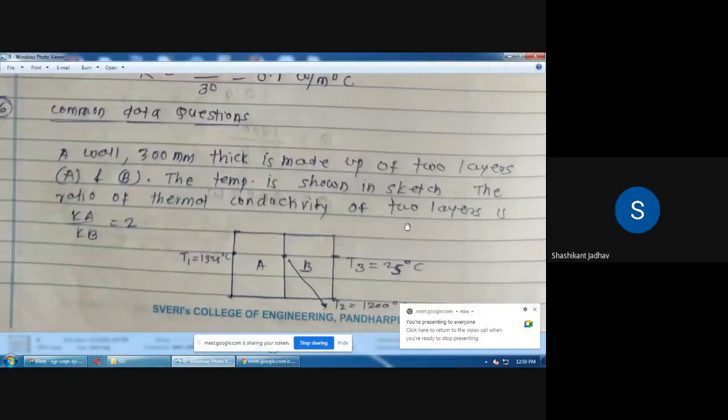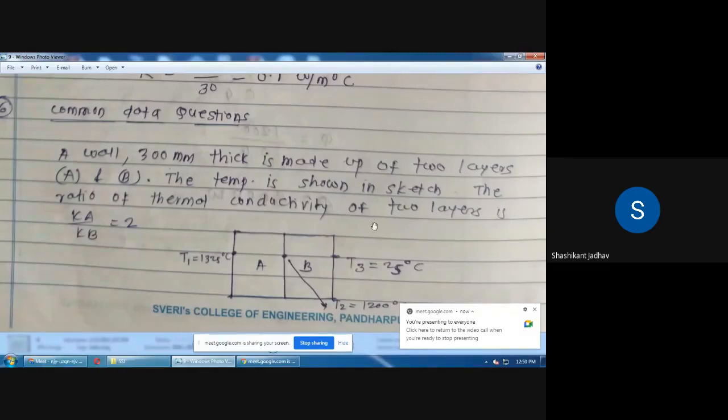Okay, so this is the last problem of yesterday's lecture. In that, we had done some calculation, but the remaining part of that problem we have to solve today.